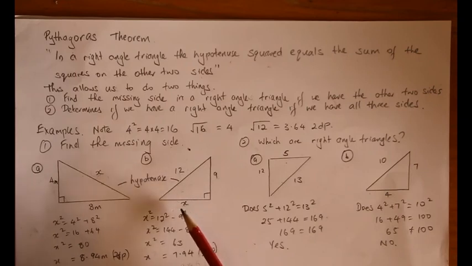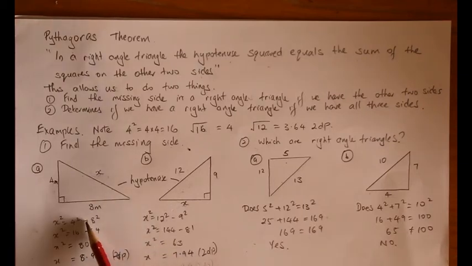In this example here, we get the 12, we square it. We get the 9, we square it, and we subtract. 12 times 12 is 144. 9 times 9 is 81. 144 minus 81 gives us 63. We take the square root of 63, which is 7.94.